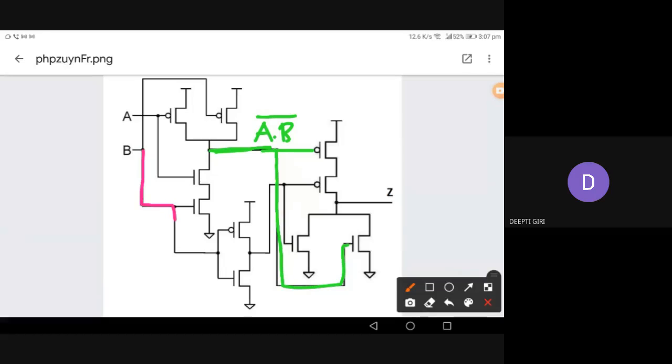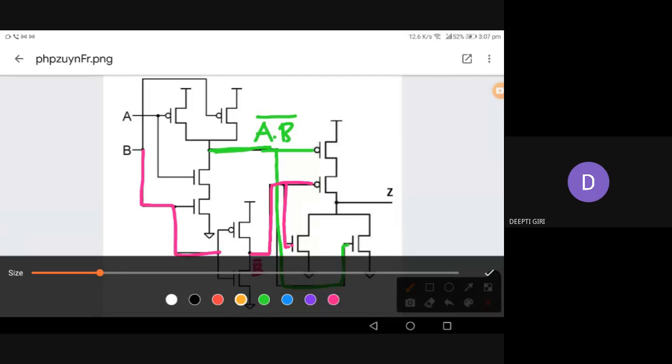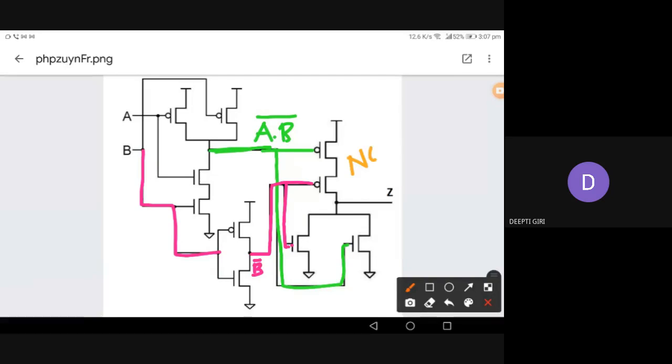B signal is going to the input of the inverter. Now what will be coming out? B bar will be coming out. And this B bar is going to the input of PMOS and NMOS. Clear? Now what is the gate actually? This gate is nothing but a NOR gate. So in the NOR gate, one input is (A·B) whole bar, and another input is B bar. So this is something which we need to work on.